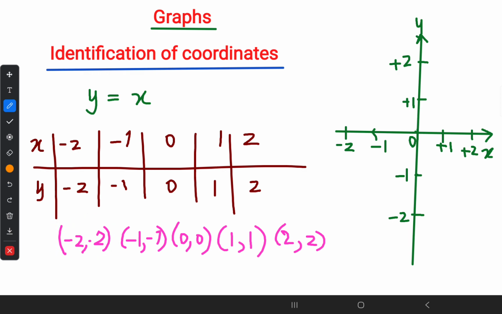Negative 2 and negative 2. That would be the first coordinate. And thereafter, negative 1 and negative 1. 0, 0. 1, 1. 2, 2. Okay, that's all about it. We just marked all of our coordinates in the Cartesian plane. Thereafter, by using our straight line ruler, you should connect all these points to produce the y equals x graph.